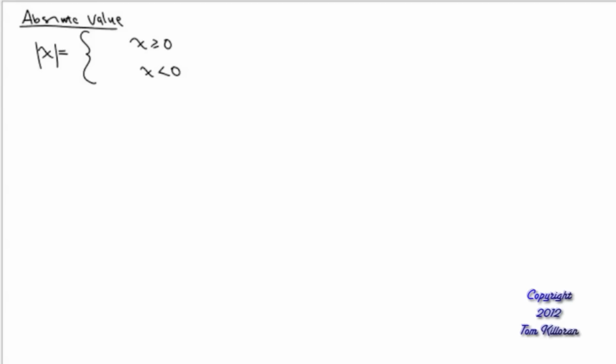Alright, so if x is positive, what happens to the absolute value of x? It stays the same, so that just becomes x. If x is negative, I need to take it out so that it is positive. So how do I change x into a positive number? Multiply it by negative 1. So this becomes negative x.